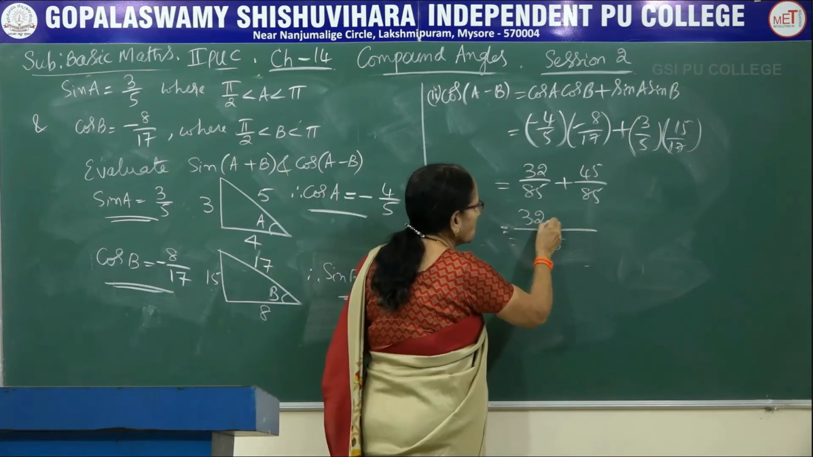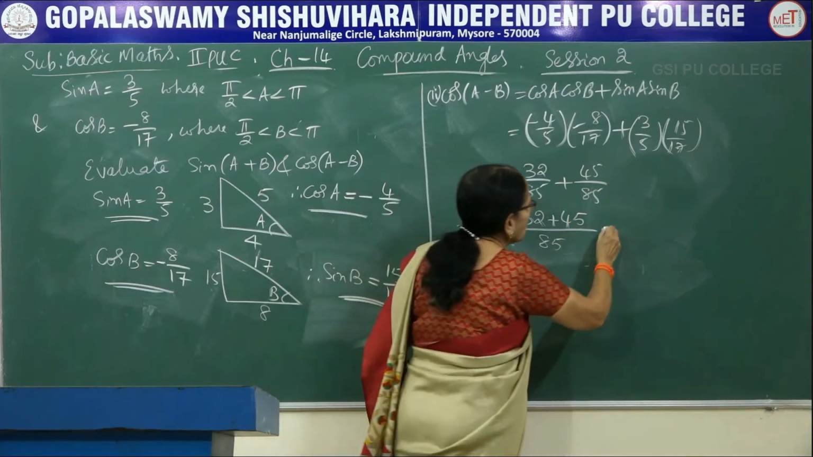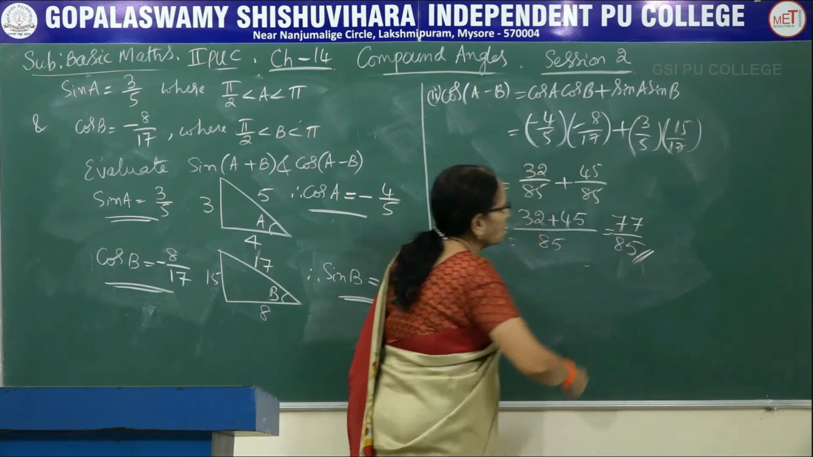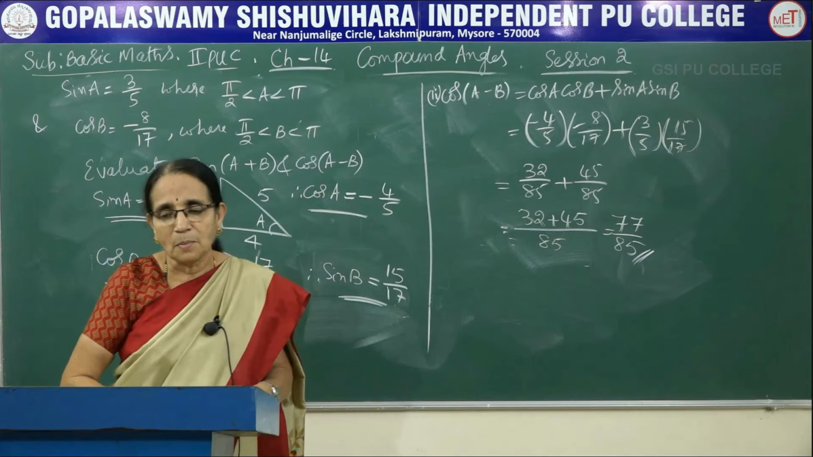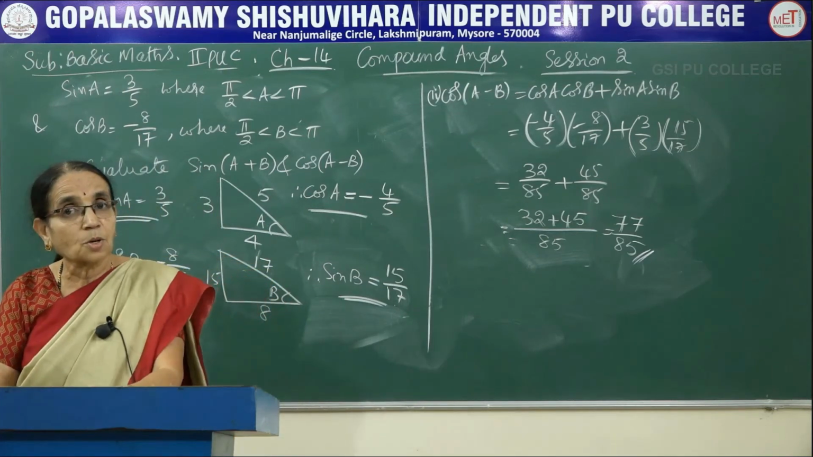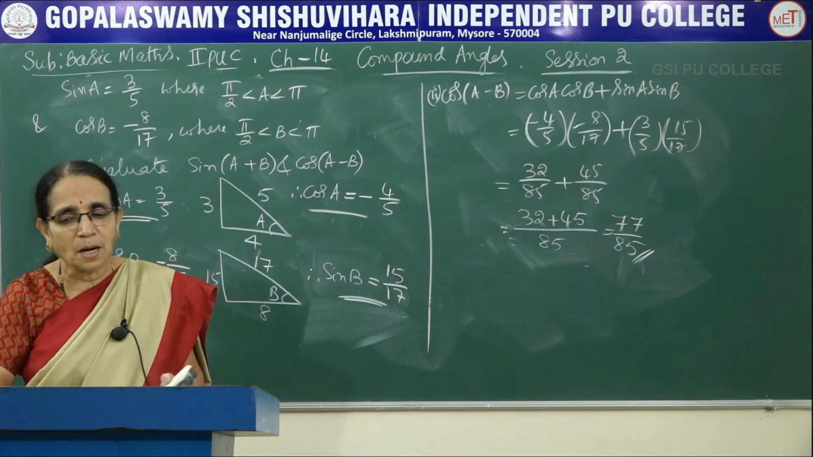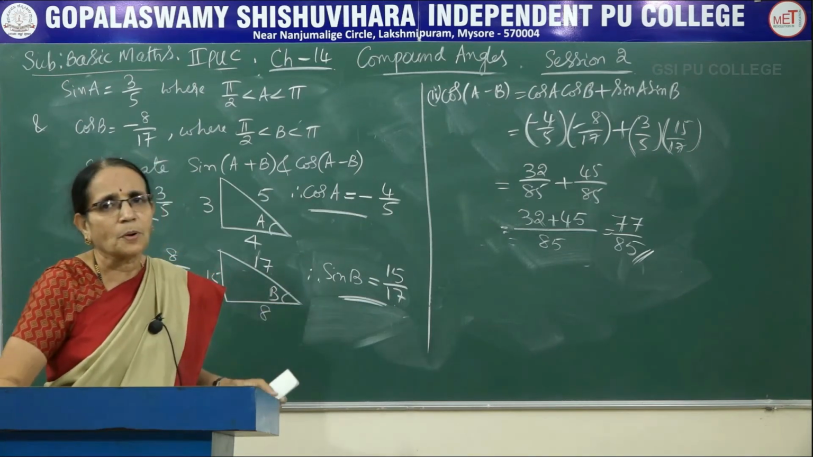Write the numerator as it is. For 32 plus 45, that becomes 77 divided by 85. So this becomes the value of cos of A minus B. So in the first two problems, it was easier because both A and B were taken to be acute angles. So all the ratios would be positive.